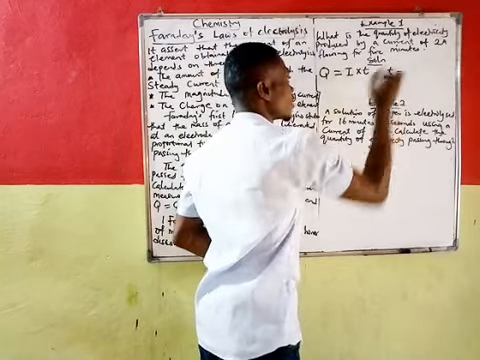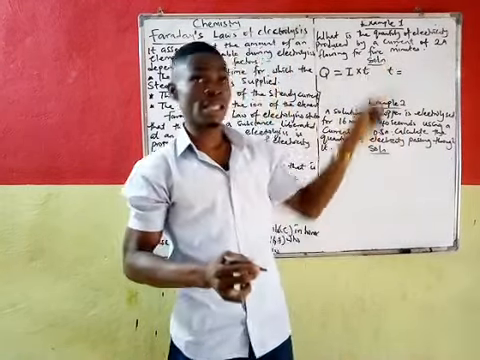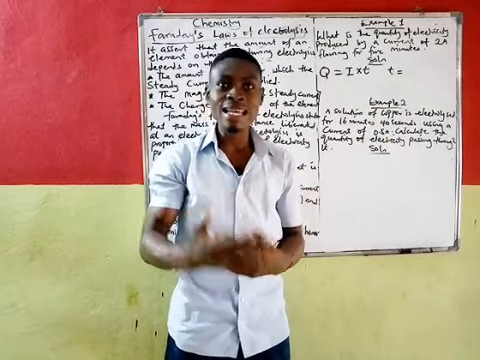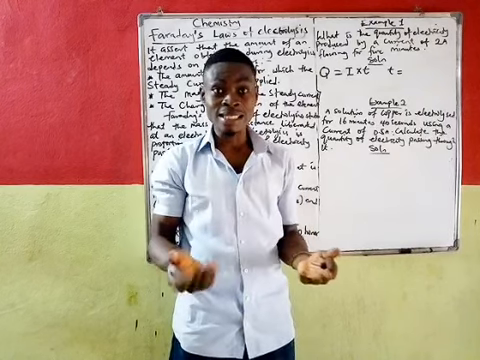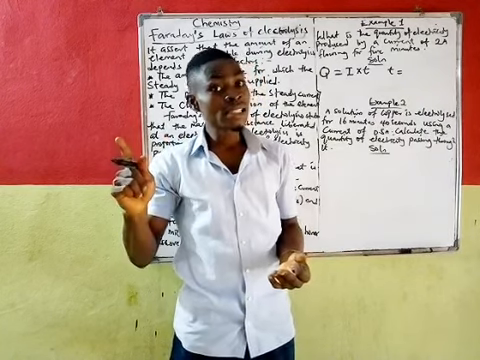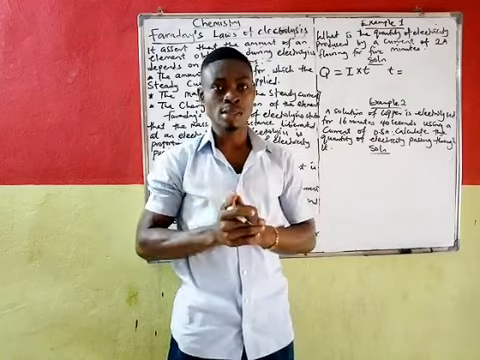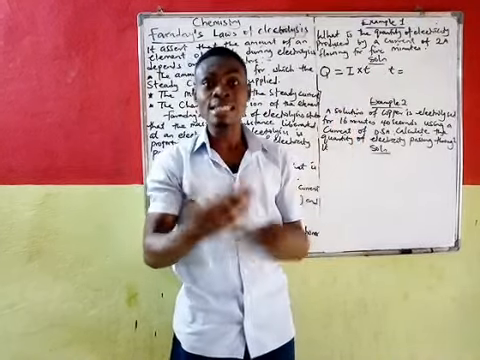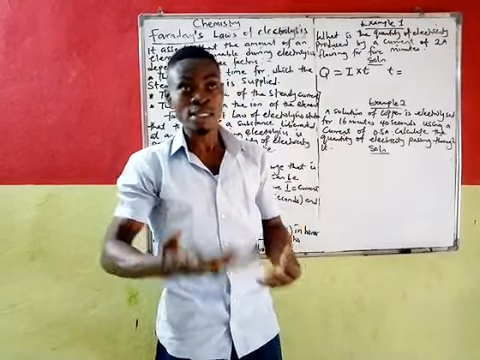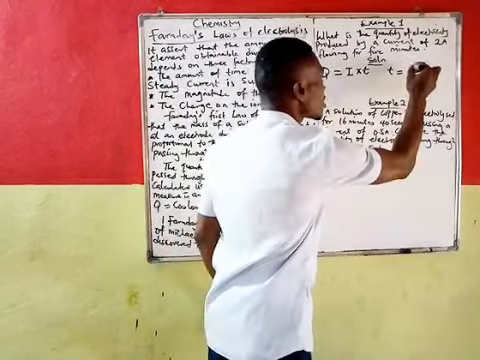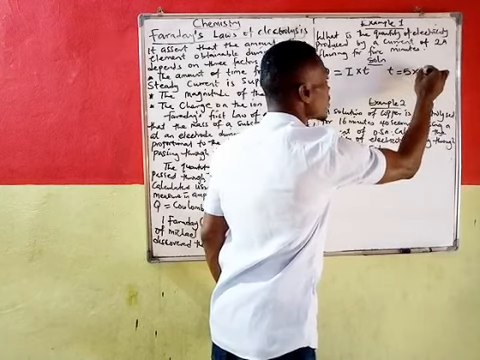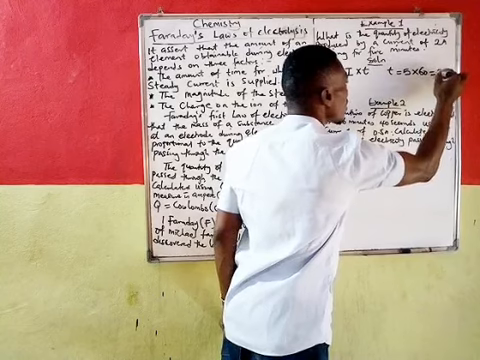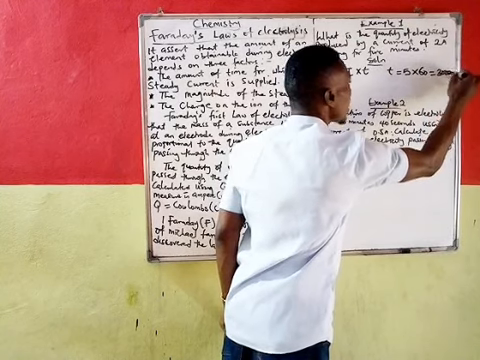Time is 5 minutes. You ask yourself this question: how many seconds make a minute? For every 1 minute, it is 60 seconds. So what do you do then? You multiply 5 by 60 to get the result in seconds. Just tell them 5 multiplied by 60, and our result will give us 300 seconds.